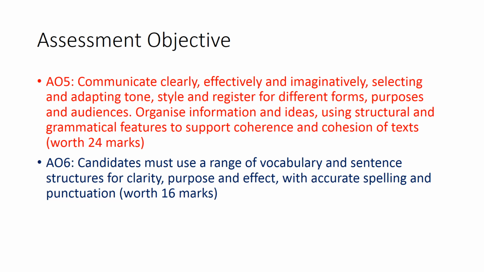So the assessment objectives for this one, you actually get 2, but you're marked for both as well. So assessment objective 5 is by far the biggest one. It's where you communicate clearly, effectively and imaginatively, selecting and adapting tone, style and register for different forms, purposes and audiences. So the first part of that is just making sure that what you're writing comes across as clear. Is it understood? Do I know what's happening?